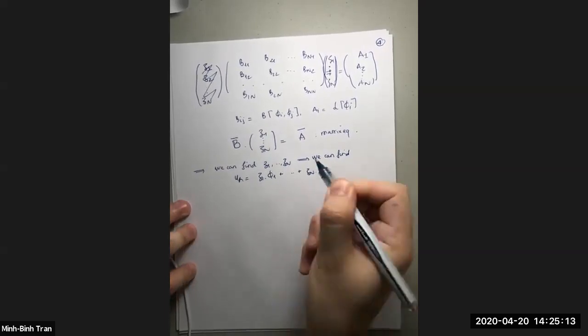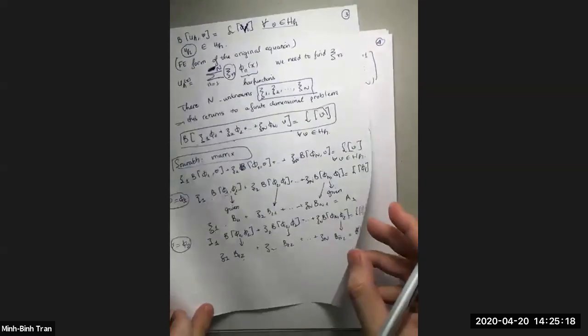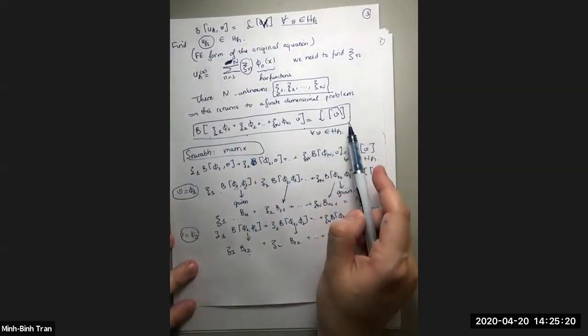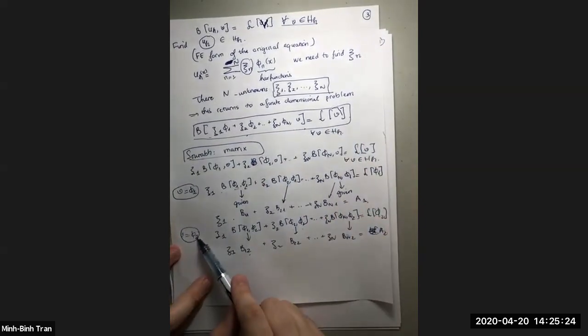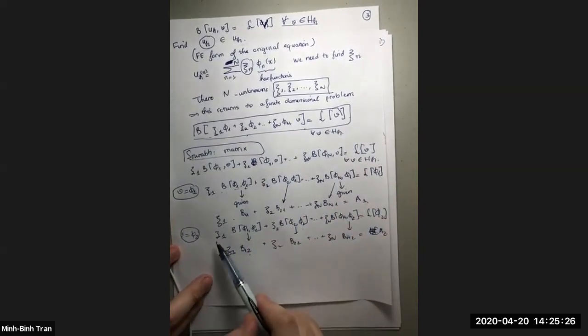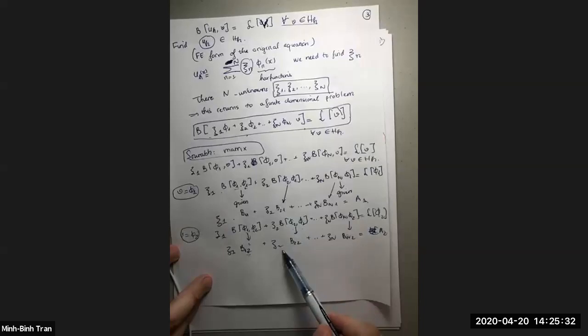All right. Is it clear? The idea is the following: because this system is true for all of the V, you can replace V by, for instance, V2. When you replace V2 there, what do you get? You get C1 B(V1, V2), which gives you B12, and C2 B(V2, V2), which gives you B22.